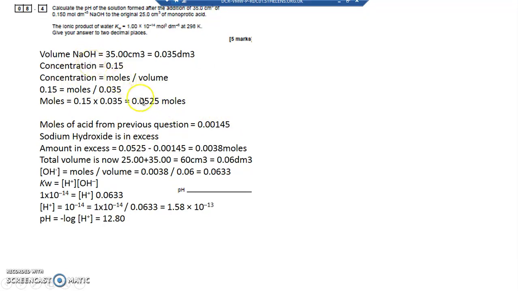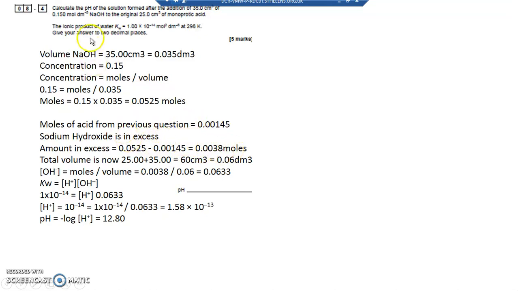The number of moles of sodium hydroxide is larger, so when these two neutralize each other and react with each other, 1 mole of sodium hydroxide will react with 1 mole of the monoprotic acid, then sodium hydroxide is going to be in excess because 0.00525 is a larger number than 0.00145. Let's work out how much is in excess by subtracting the two. I've got 0.0038 moles of sodium hydroxide left over in excess.